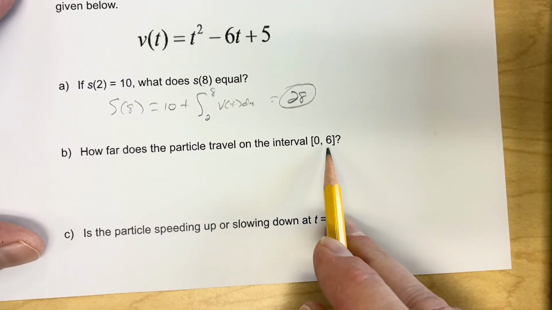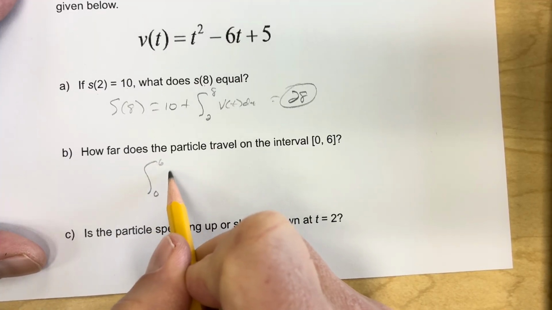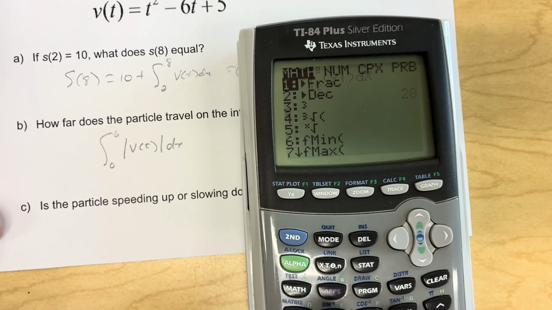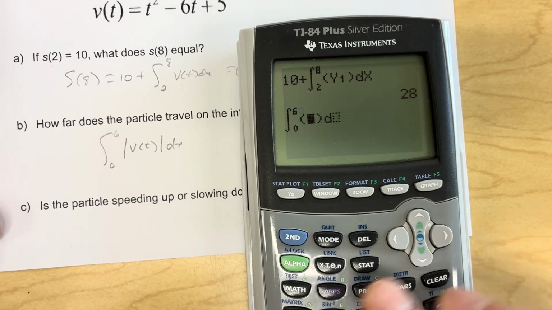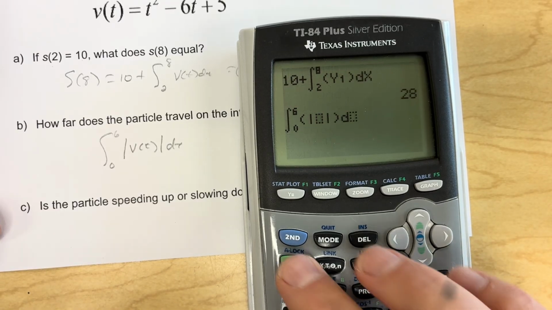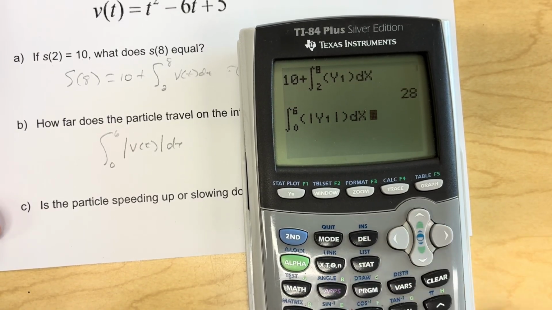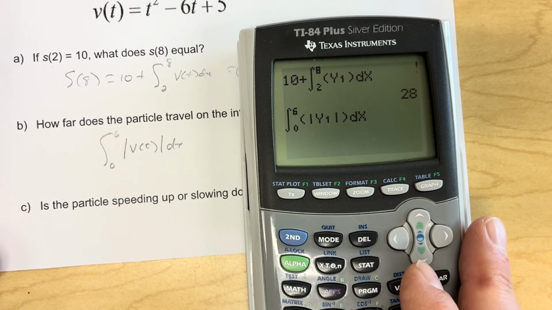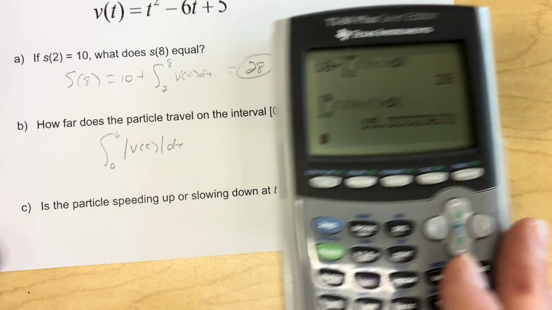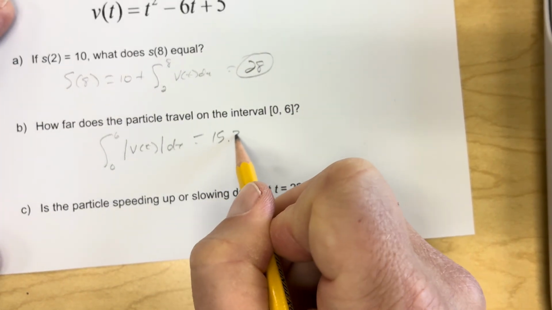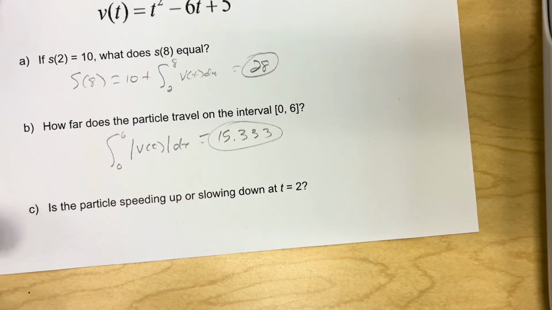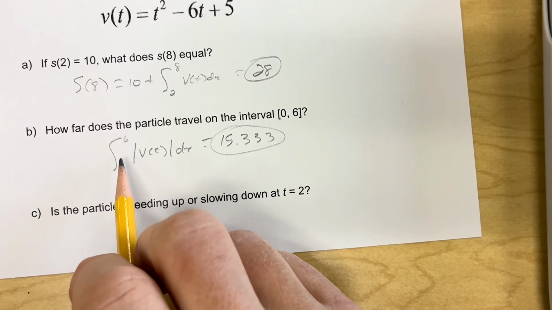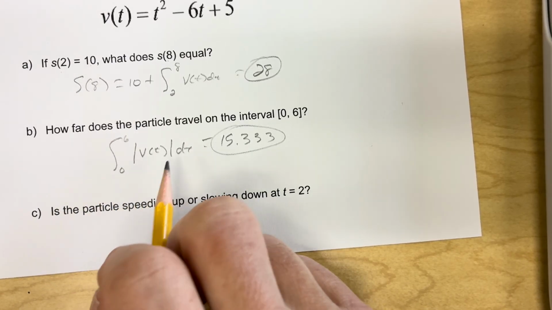How far does the particle travel from 0 to 6? So we're going to integrate from 0 to 6 the absolute value of our velocity, okay? So on the calculator, I'm going to go math 9 from 0 to 6, and I'm going to go math absolute value of y1 dx, and that's going to give us a total distance traveled. So 15 1/3, it looks like, 15.333. Okay. I don't want to put the 10 in. That's a position. You didn't travel that in this time. You were there already. So we don't want to put that in for that total distance traveled.